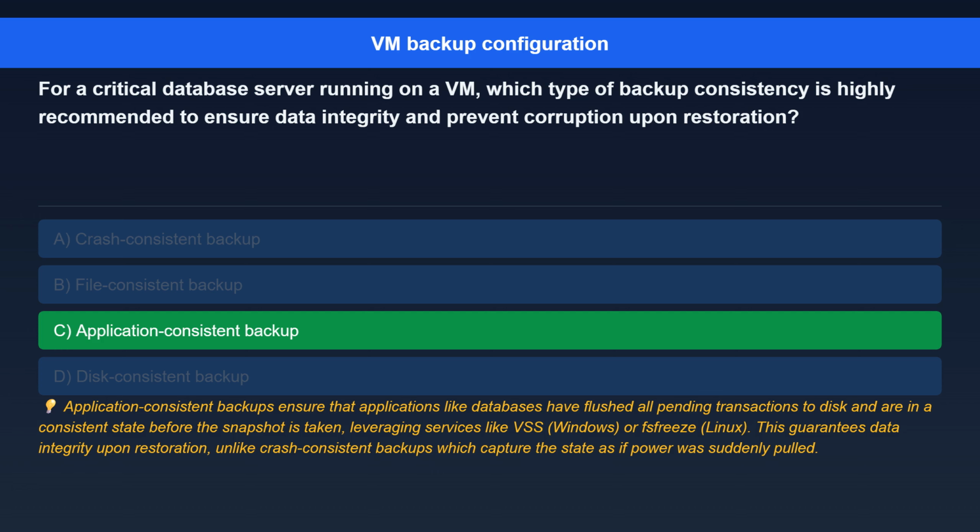Here's the explanation. Application consistent backups ensure that applications like databases have flushed all pending transactions to disk and are in a consistent state before the snapshot is taken, leveraging services like VSS for Windows or fsfreeze for Linux. This guarantees data integrity upon restoration, unlike crash-consistent backups which capture the state as if power was suddenly pulled.